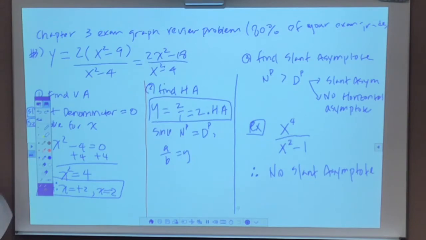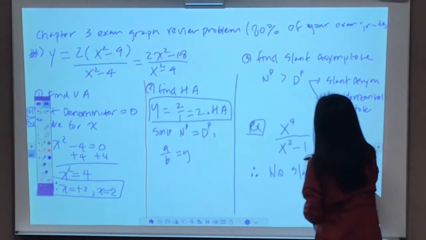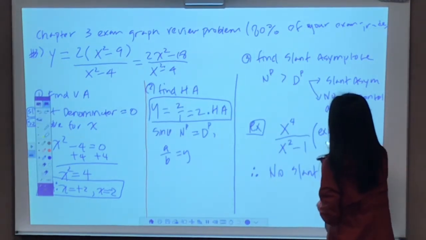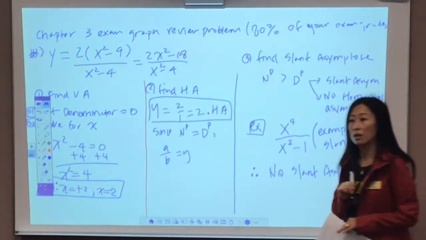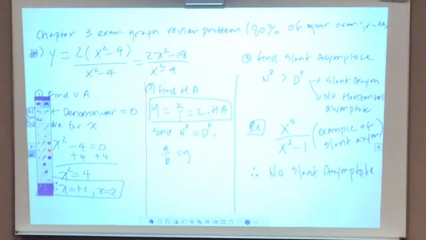All right, can I erase this? You said your example was a slant or not a slant? It is a slant. Yeah, this is an example of a function that will have a slant asymptote. Here, this is what we do.